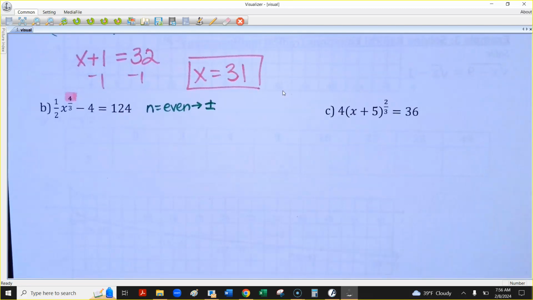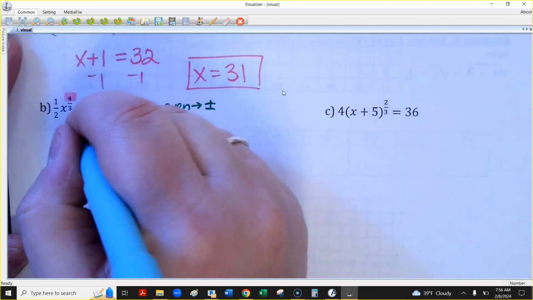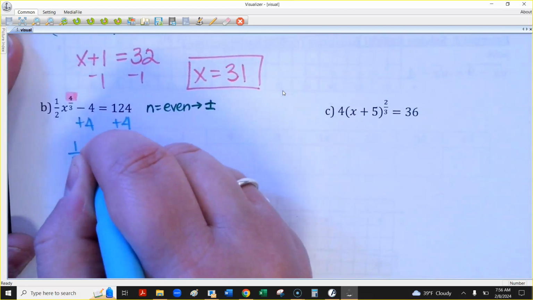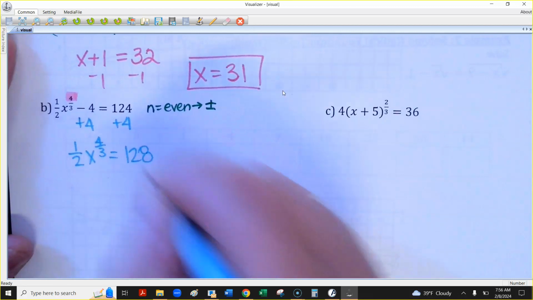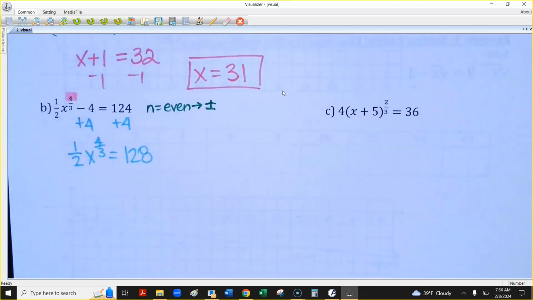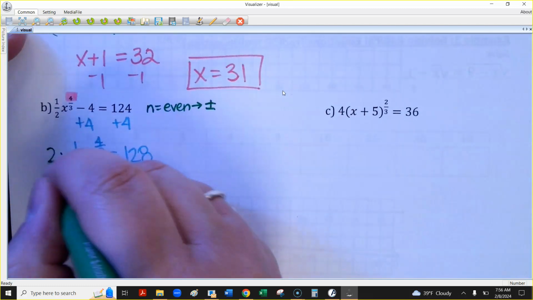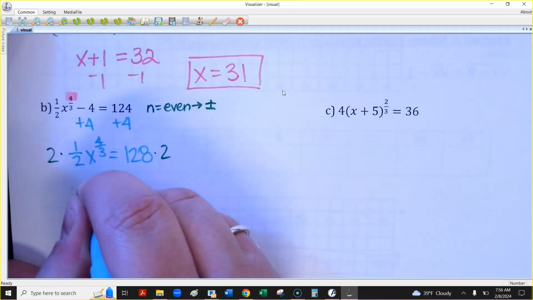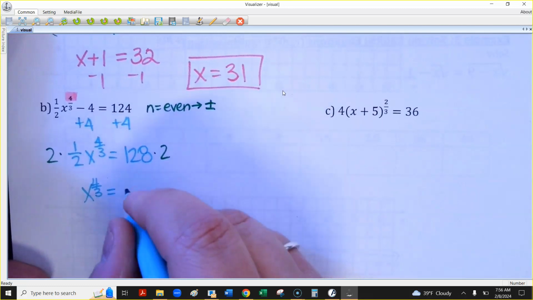Just like the one we just did, though, I'm going to isolate whatever's being taken to the power. So I have 1/2 times x to the 4/3 minus 4. Get rid of any addition or subtraction first, so I'm just going to add 4 real quick. So I get 128. Now the 1/2 is not being taken to that power. How would you get rid of 1/2? What do you think? Go ahead. Multiply by 2 or divide by 1/2. Either one will work. I usually multiply by 2. All right, so once I do that, we got x to the 4/3 equals, what is that, 256?